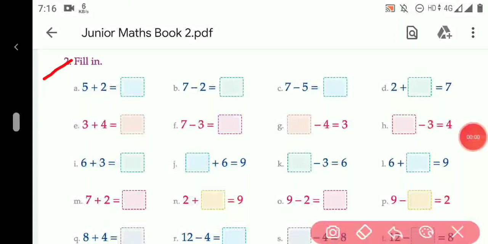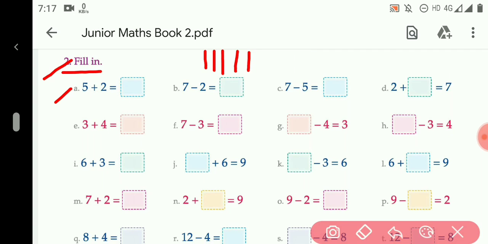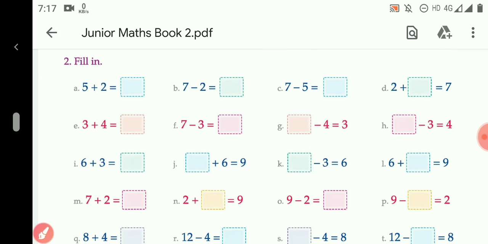Question number 2, fill in. In this question, we will solve the answer as it is given in the question. If it is an addition, we will add them. If it is a subtraction, we will minus them. A part, 5 plus 2, it is a simple addition. 1, 2, 3, 4, 5 and then 2, 1, 2. How many? 7.